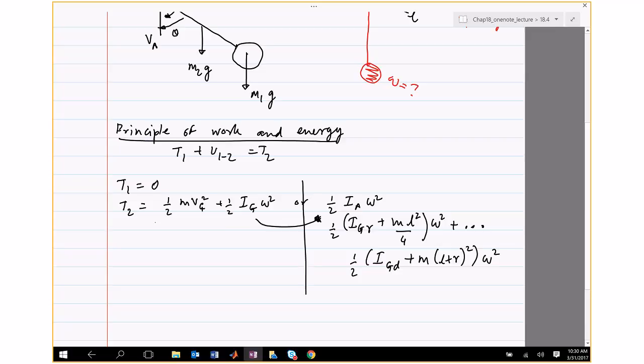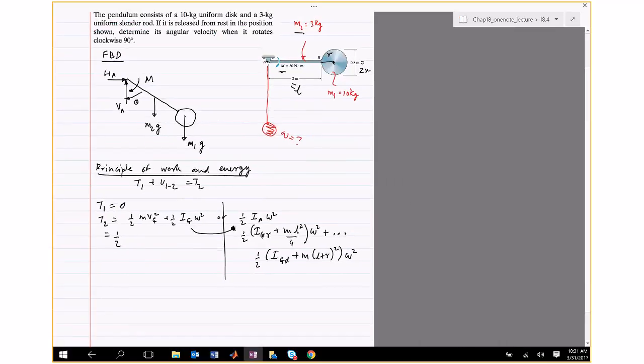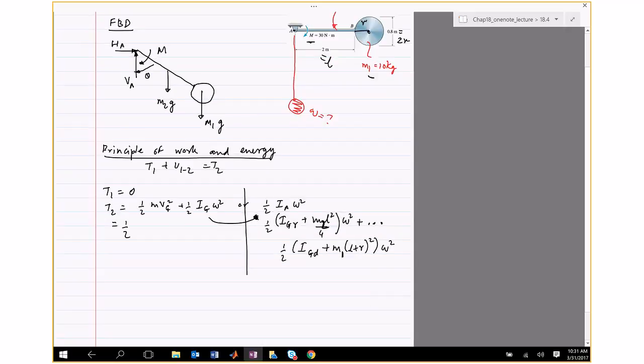Okay, so half m vg square. In this case, there are 2 masses, right? There's the mass of the disk and the mass of the rod. Maybe I should have put it here. Okay, I need to make a correction here. This is M2 and this is M1, right? M2 and M1.